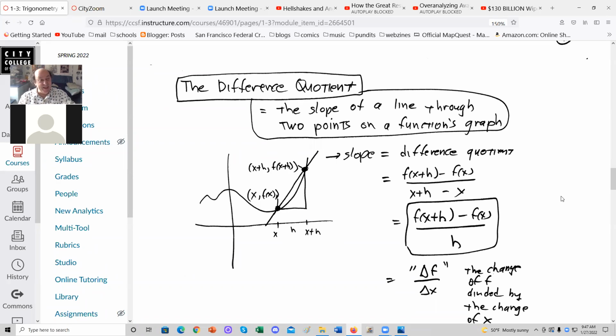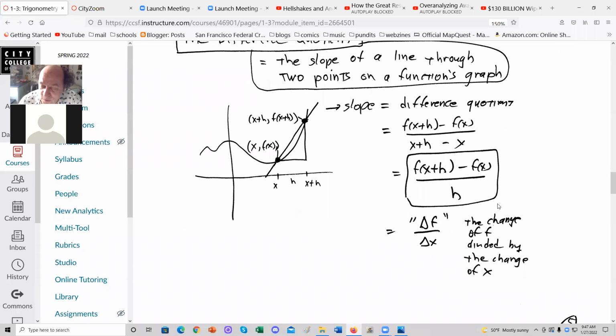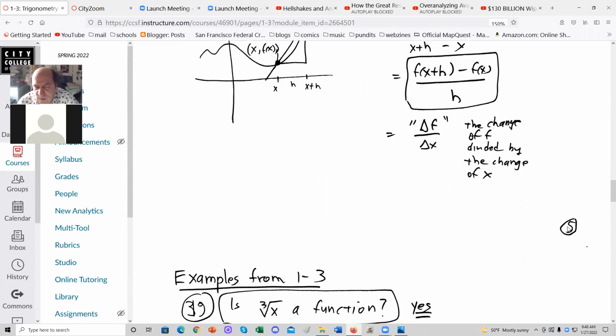When you get to the calculus, we'll call it delta f over delta x. The delta, this triangle, is the Greek letter D. It means the change, the difference. So the change of f divided by the change of x. It's a slope. Later we'll see it's related to things like velocity and such.